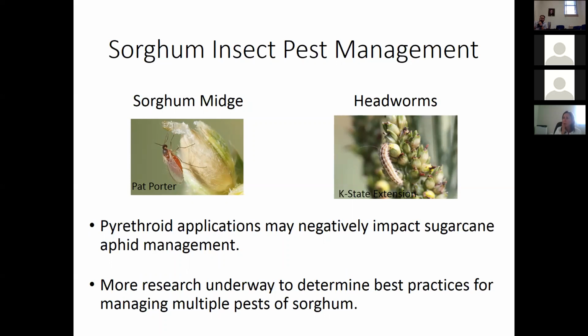In some research trials that looked at interactions between applications of Savanto and Transform on headworm control, there didn't seem to be any negative interactions there. And like I said, there's currently research underway to look at combinations of insecticides for this suite of pests throughout the season. So hopefully we'll continue to get some good information out about this.